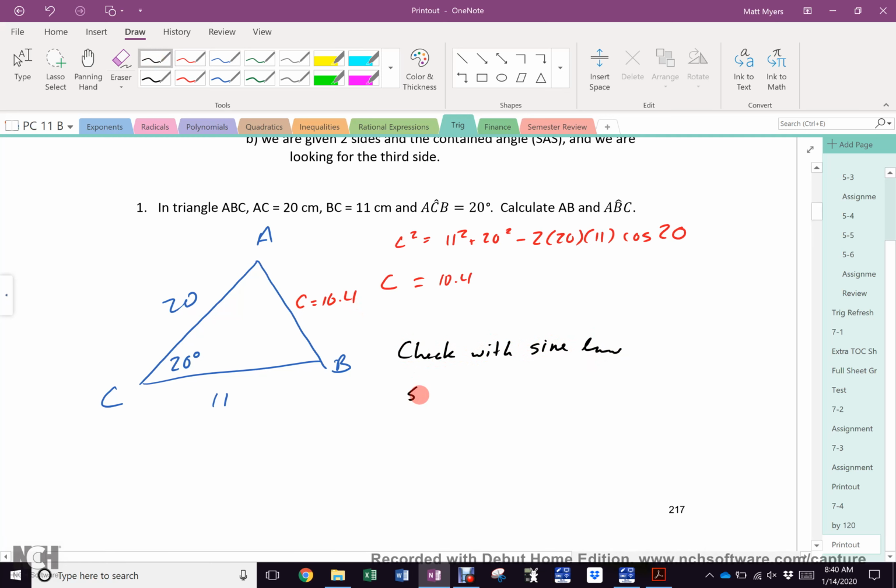So it would be sine 20 over 10.4 would have to equal what? Sine B over 20 and sine A over 11, right? Takes 2 seconds to check. 20 sine 20 divided by 10.4. So when I do that, I get this to be 41, which makes this what? Automatically, do I need to go on?